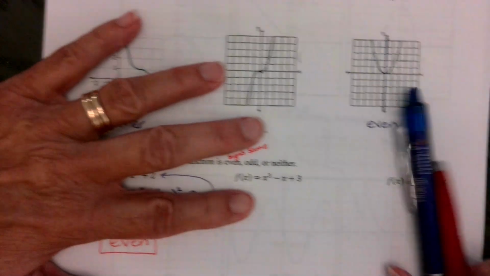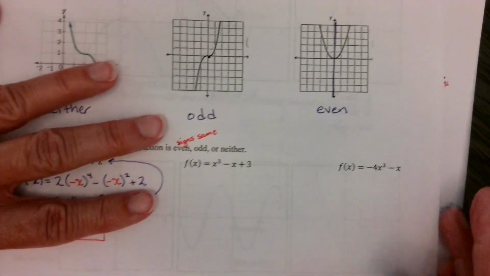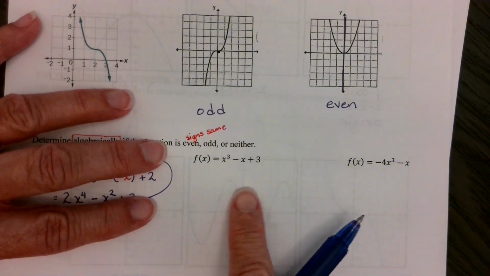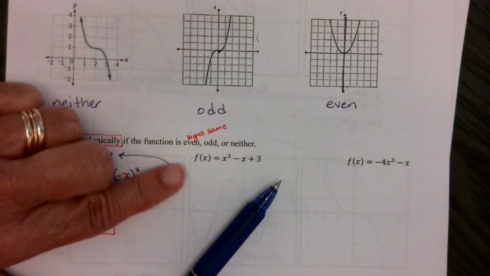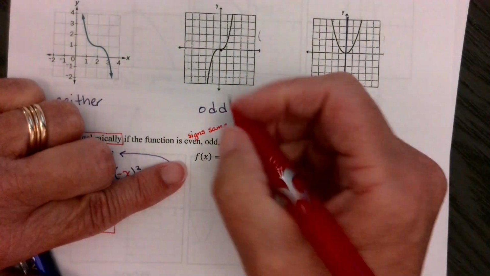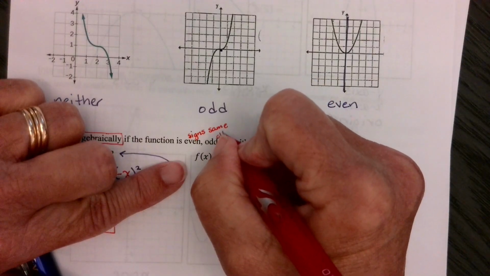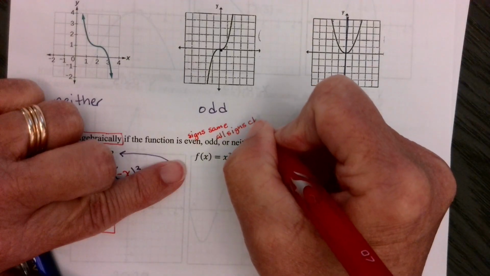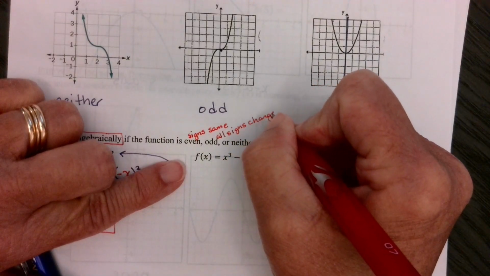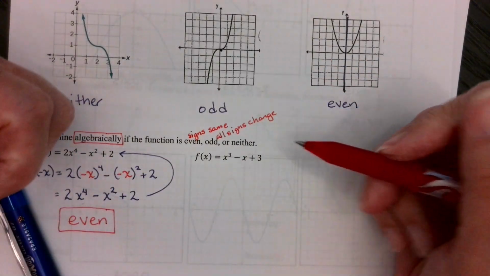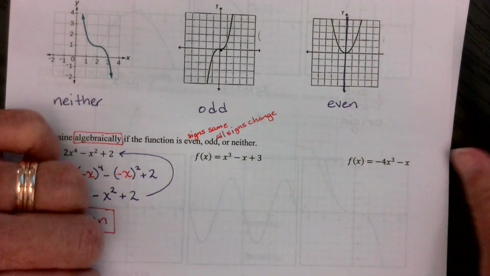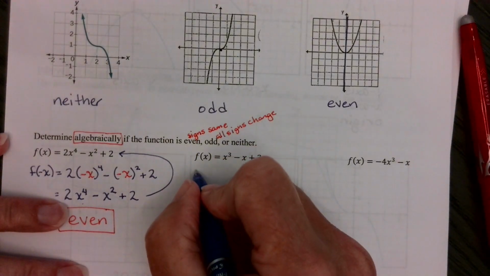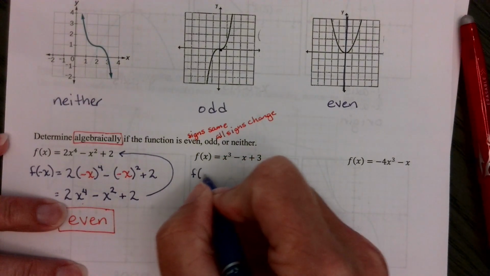Now, let's work this one here. In order for it to be odd, all signs change. If only some of them change, it'll be neither. Now again, to determine algebraically, this is what I have to see.